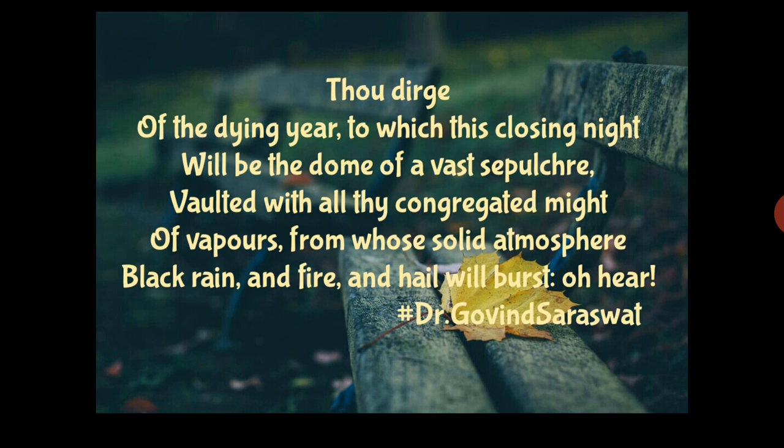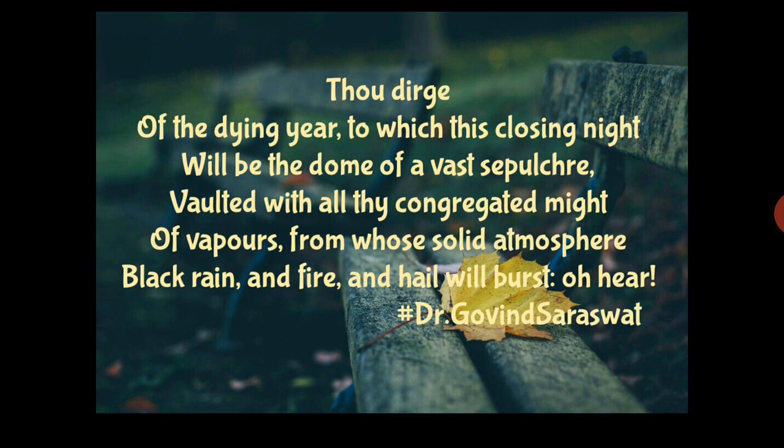He suggests that vaulted with all thy congregated might of vapors, from whose solid atmosphere black rain and fire and hail will burst. So this black rain, fire and hail will burst from all these dense dark clouds. As he says, from this ceiling there will be a heavy rainfall, lightning and hailstorm upon the earth. And at the end, he again says, O hear. Shelley again appeals to the west wind to hear his prayers.